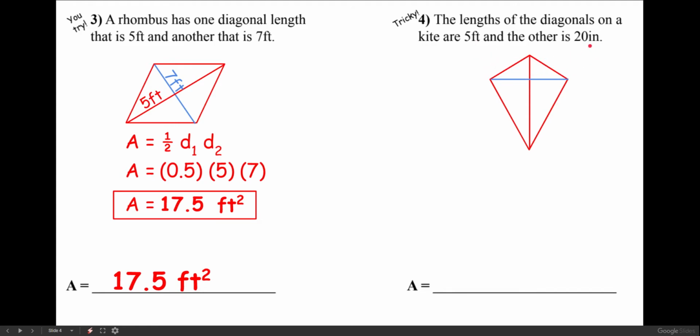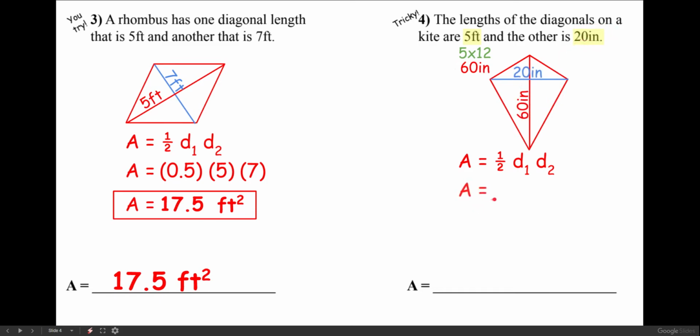Now, do I want to turn 20 inches into feet, or do I want to turn 5 feet into inches? It's probably easier to turn the 5 feet into inches because there are 12 inches in a foot. So what you're going to do is multiply 5 feet times 12, and that gets us 60 inches. So this is the number we're going to use: 60 inches, not 5 feet, and 20 inches.